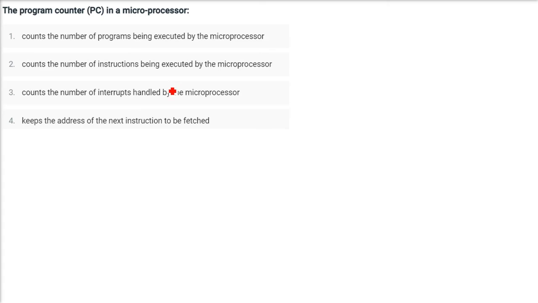The program counter is a register in a microprocessor. This question we are going to take in the next discussion.